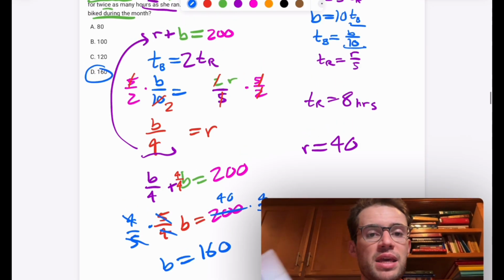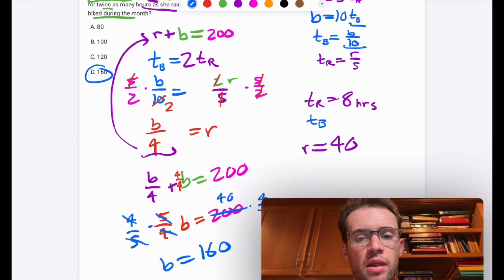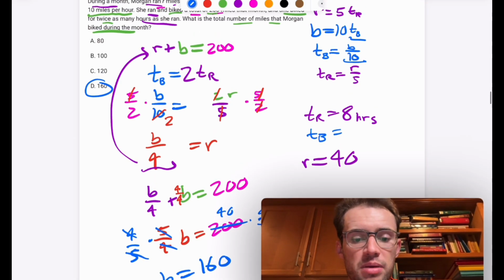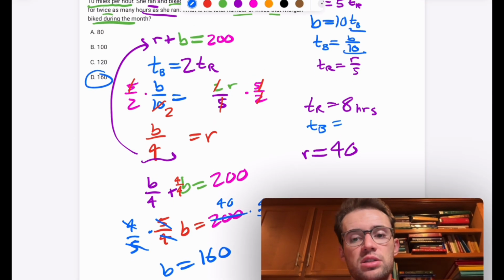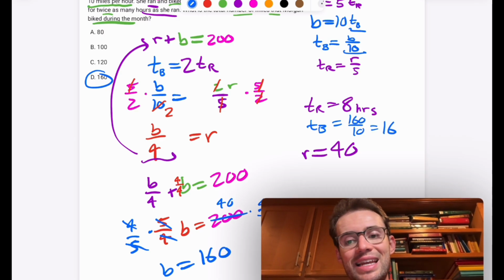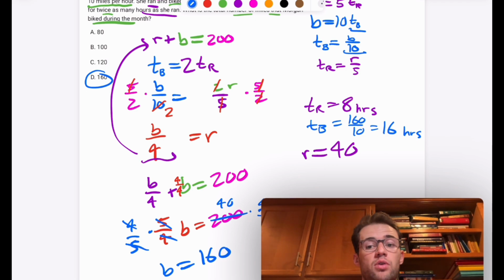And then you can find TB by plugging in our B value, 160. So TB equals 160 over 10, which would be 16 hours. Okay, check that. 16 hours times 10 miles per hour would give you 160 miles. All right, so we got 16 hours biking, 8 hours running.